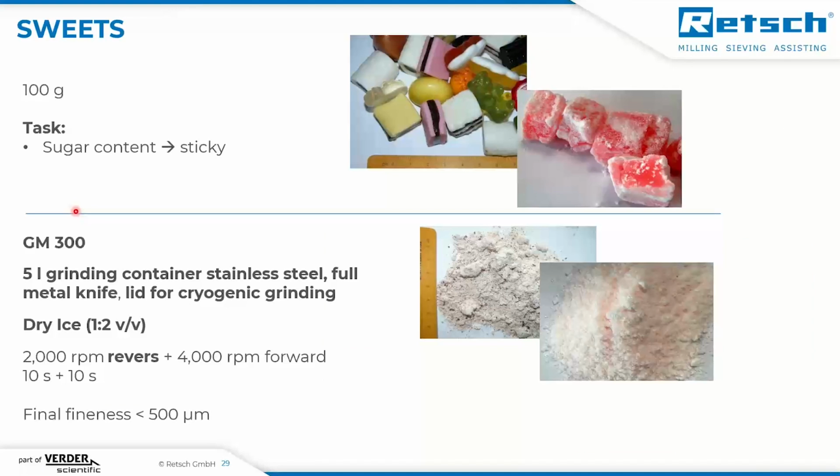Then we can again see some examples. The sweets, which are just sticky at room temperature, but they are not sticky anymore when you just freeze them. Then we can use the 5-liter grinding container, stainless steel, full metal knife, and the lid for cryogenic grinding in the GM300 due to the sample amount. So we also have room for some dry ice. And with the reverse mode in the coarse grinding step and forward mode in the fine grinding step, each 10 seconds, we were able to get homogeneous samples.